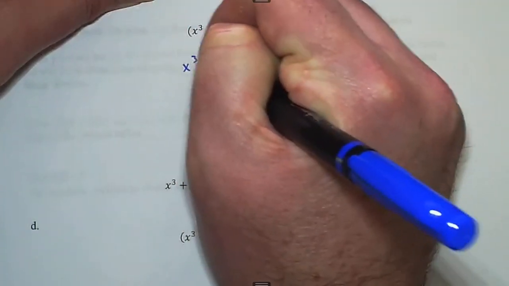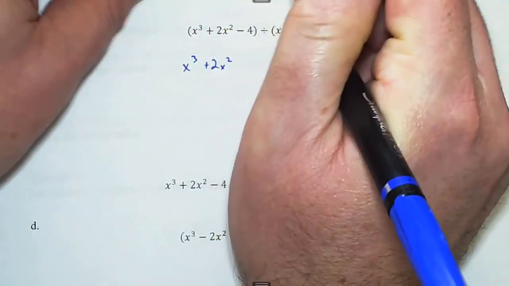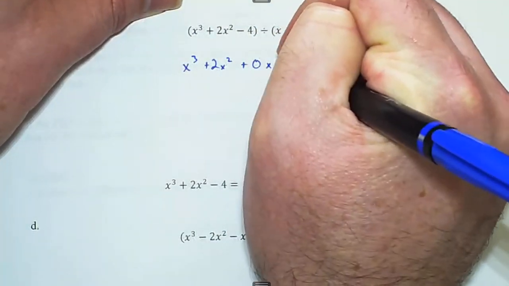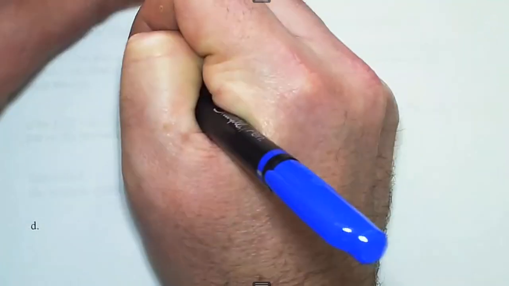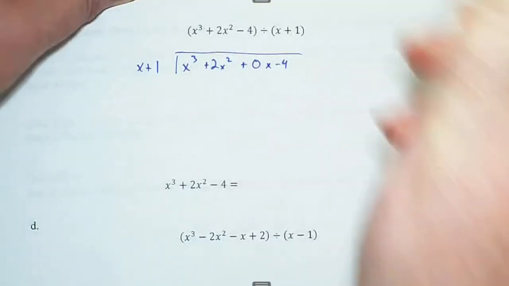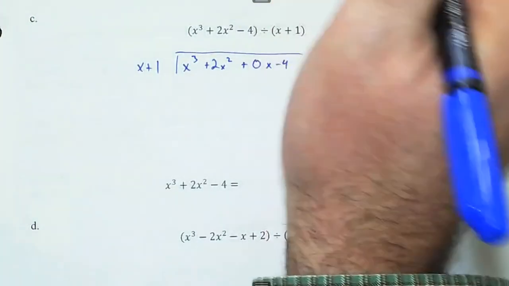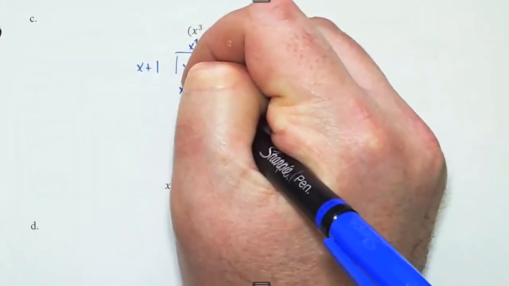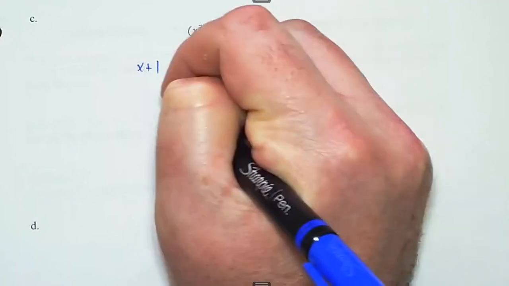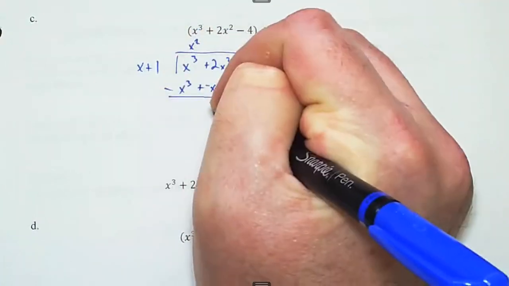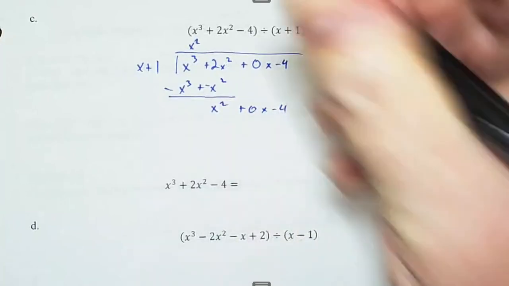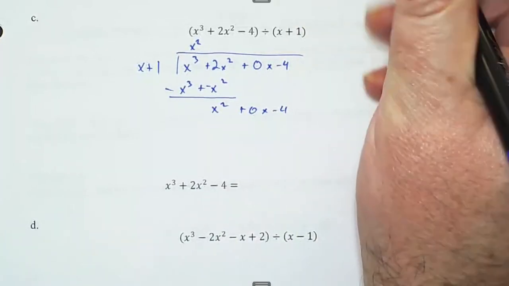x cubed plus 2x squared, and I'm going to say plus 0x minus 4. We'll divide that by x plus 1. This gives me x squared. x squared times x is x cubed plus x squared. We'll change the signs. I got that 0x as a placeholder. Makes my life a lot easier.